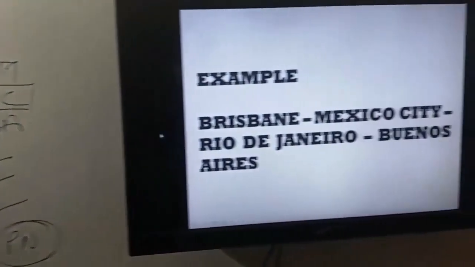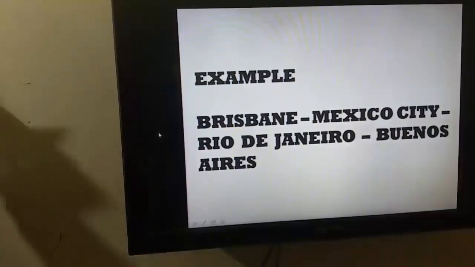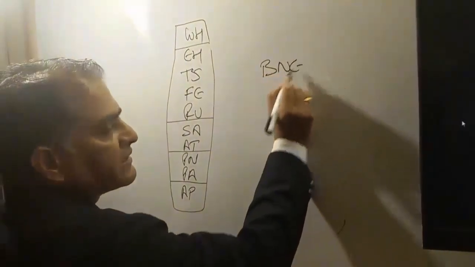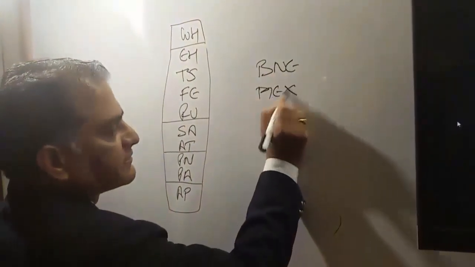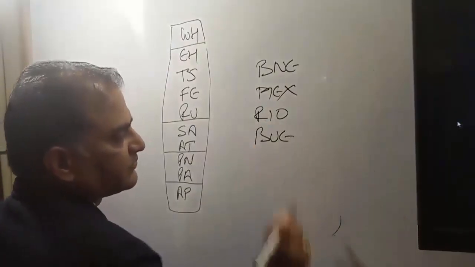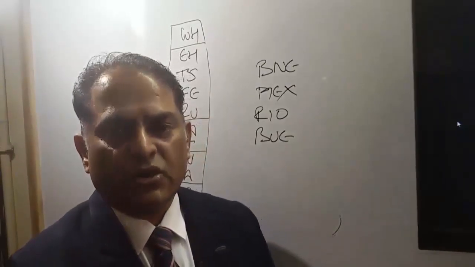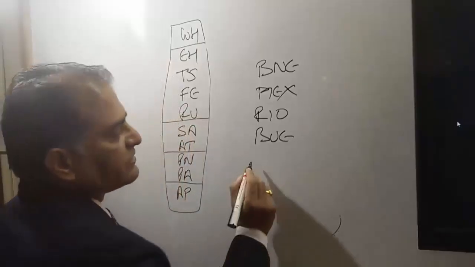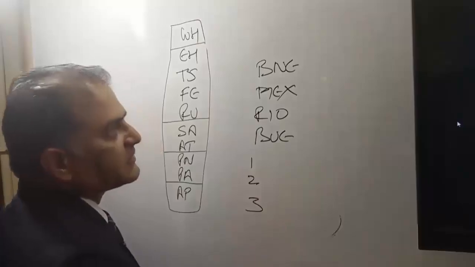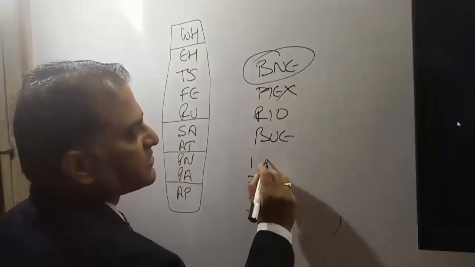Next is Brisbane, Mexico City, Rio de Janeiro, and Buenos Aires. Now here we have to find out whether this itinerary is satisfying the condition of PN or not. So we'll check for the three conditions: origin, destination and via. Brisbane is in Australia. Australia is in Southwest Pacific. That means it has satisfied the origin condition.